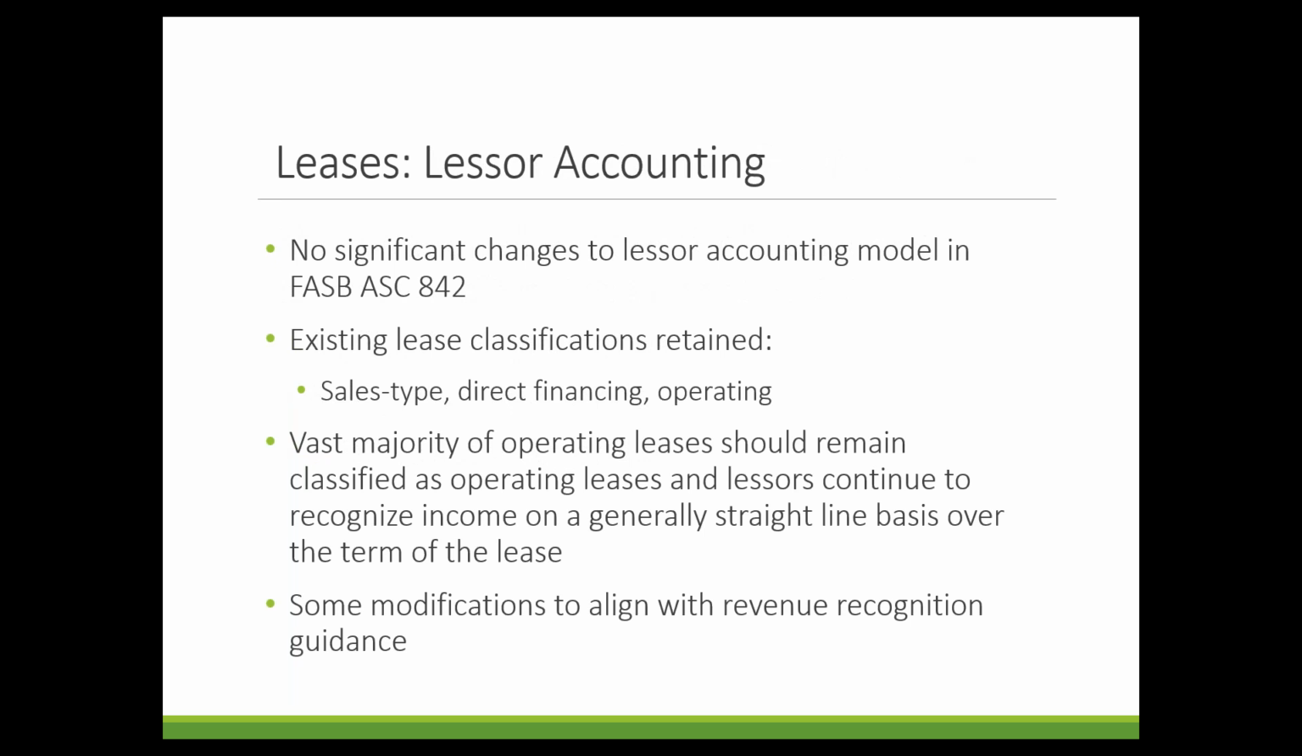Looking at the lessor perspective, there were no significant changes stemming from the new lease standard. Existing lease classifications are retained: your sales type, direct financing, and operating leases. A vast majority of the operating leases should remain classified as operating leases, and lessors should continue to recognize income on a generally straight-line basis over the term of the lease. There are some modifications to align with revenue recognition guidance under ASC 606. Since there weren't any significant changes from the lessor perspective, we will focus on the perspective of the lessee.